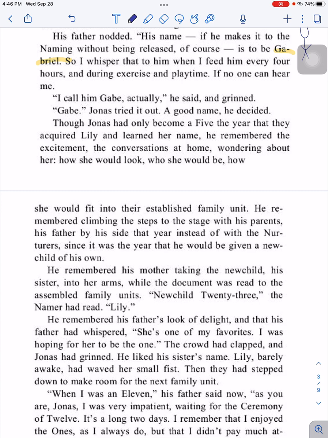He remembered his father's look of delight, and that his father had whispered, "She's one of my favorites. I was hoping for her to be the one." The crowd had clapped, and Jonas had grinned. He liked his sister's name. Lily, barely awake, had waved her small fist. Then they had stepped down to make room for the next family unit.